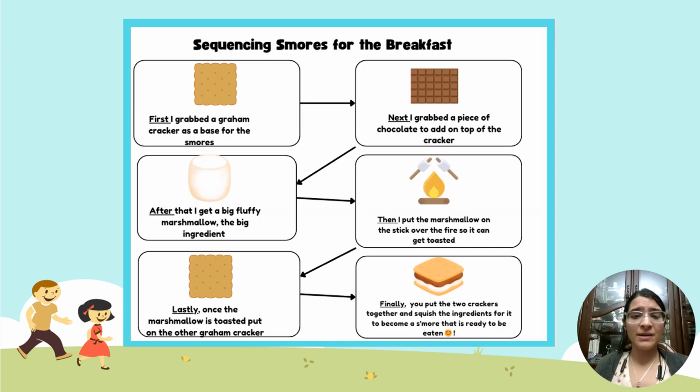So here I have an organizer of how I prepare and create my s'mores. First, I grab a graham cracker as a base for the s'mores. Next, I grab a piece of chocolate to add on top of the crackers. After, I get a big fluffy marshmallow, the biggest ingredient. Then, I put the marshmallow on a stick that will be put over a fire so it can get toasted. Lastly, once the marshmallow is toasted, it's put on the other graham cracker. Finally, you put those two crackers together and squish the ingredients for it to become a s'mores, and it's ready to be eaten.